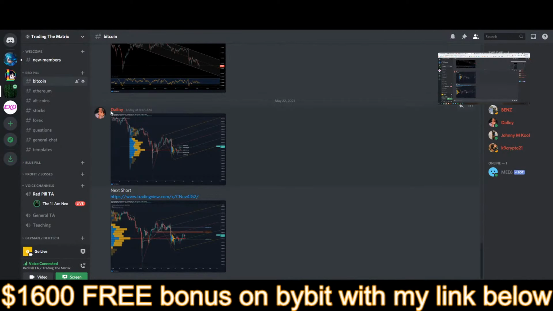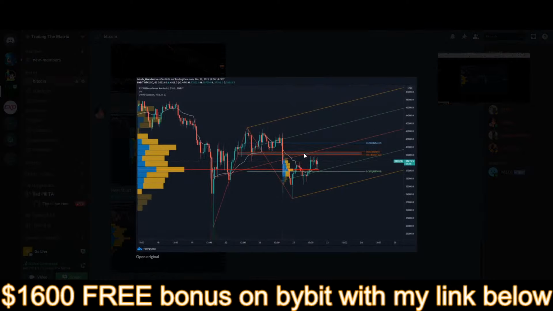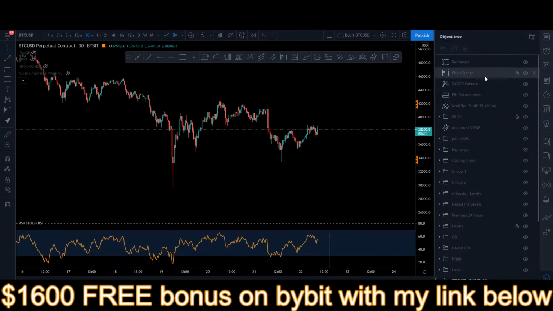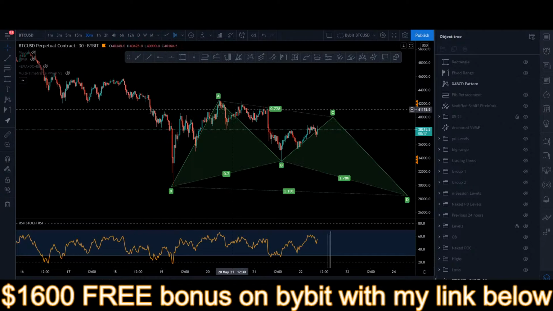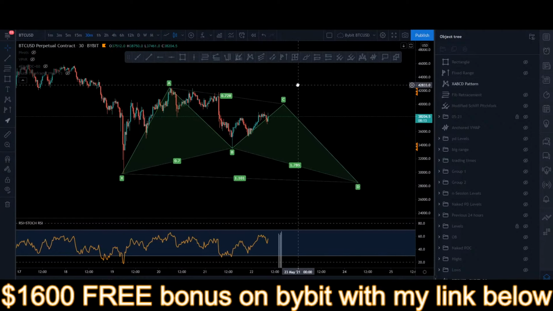We have him also just now updating us with his idea, saying that he's looking for this area right here to be shorted, around basically 39,500, which is what we're kind of looking for as well. And so it's possible that we're looking for this to play out.